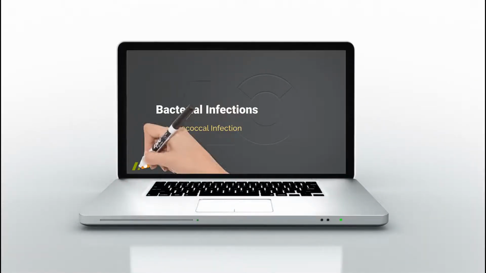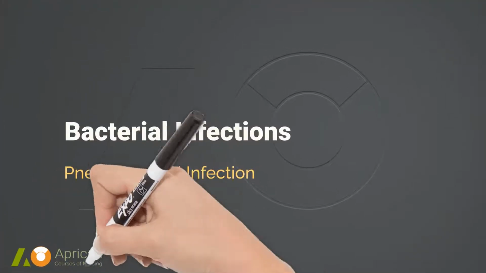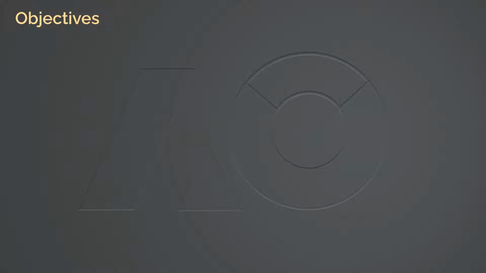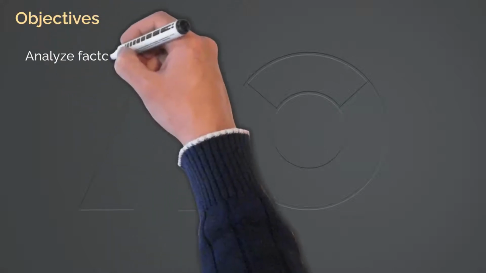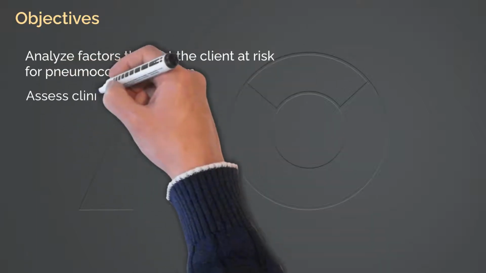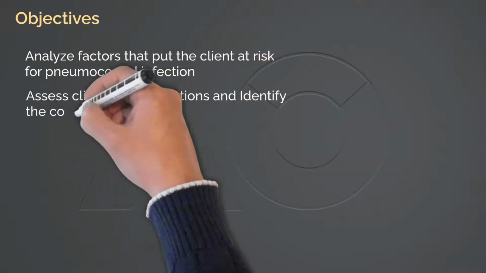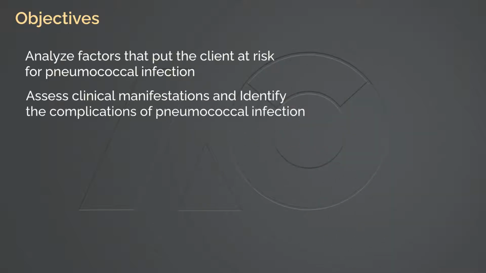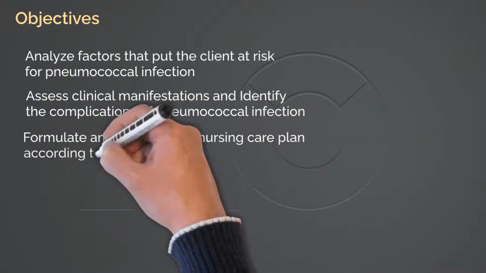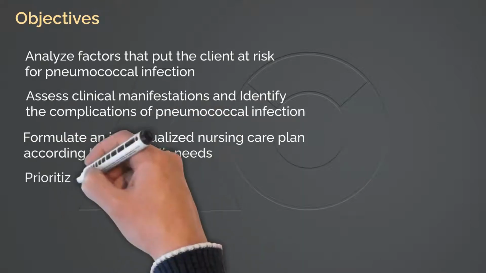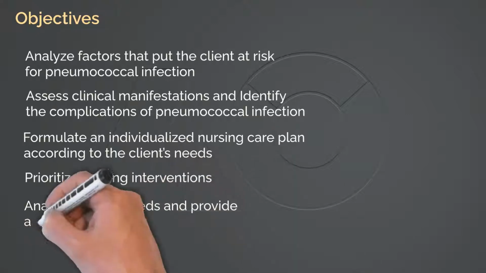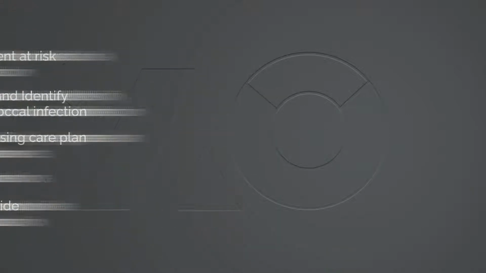Let's talk about pneumococcal infection and the responsible pathogen, Streptococcus pneumoniae. The objectives for this lecture are: analyze factors that put the client at risk for pneumococcal infection, assess clinical manifestations and identify the complications of pneumococcal infection, formulate an individualized nursing care plan according to the client's needs, prioritize nursing interventions, analyze clients' needs, and provide appropriate patient education.